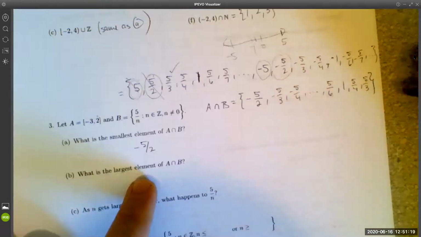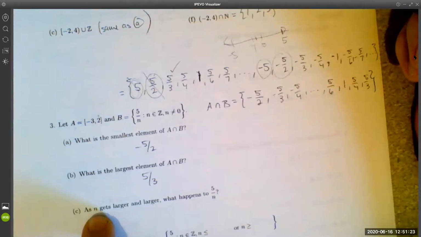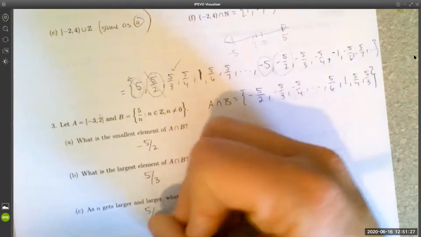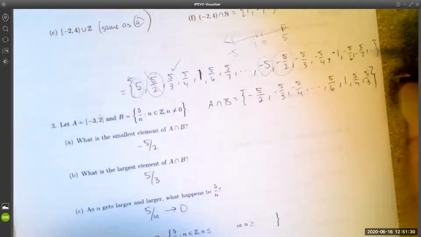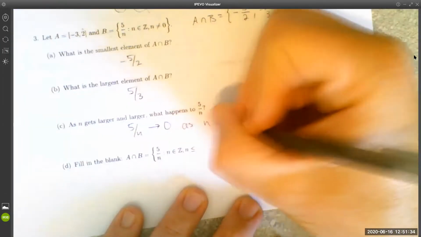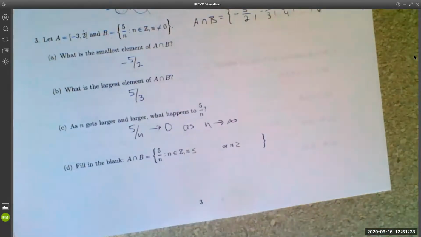What's the largest element? It's 5/3. As n gets larger and larger, what happens to 5/n? 5/n goes to 0. It gets closer and closer to 0 as n gets larger and larger. So as n goes off to infinity, 5/n goes off to 0.